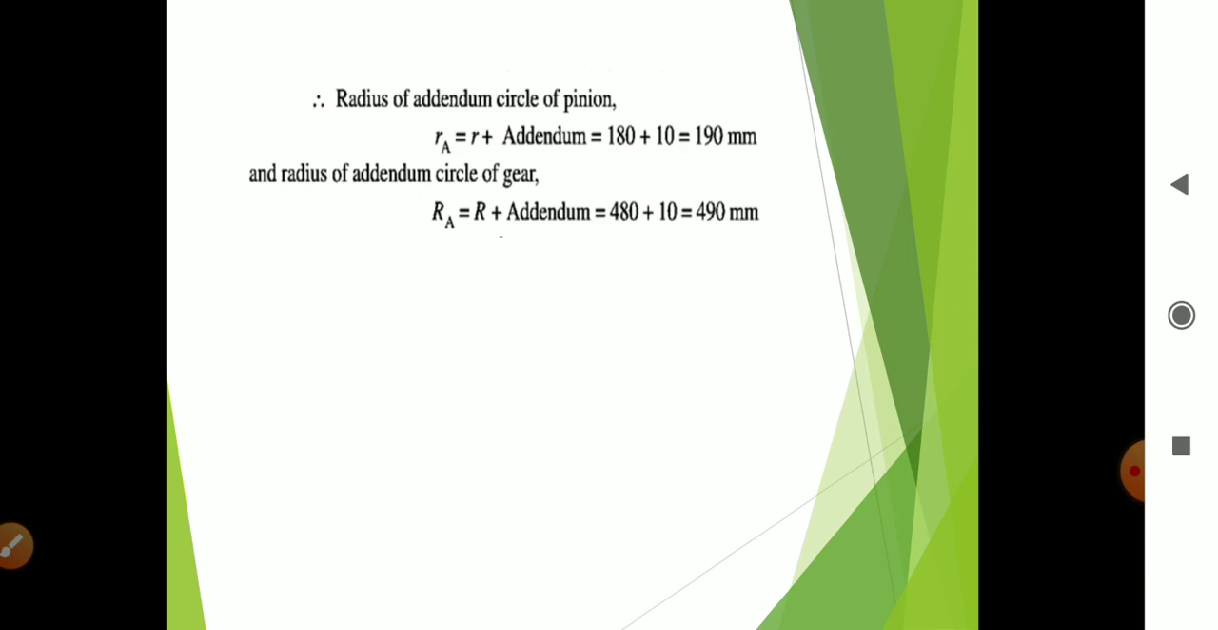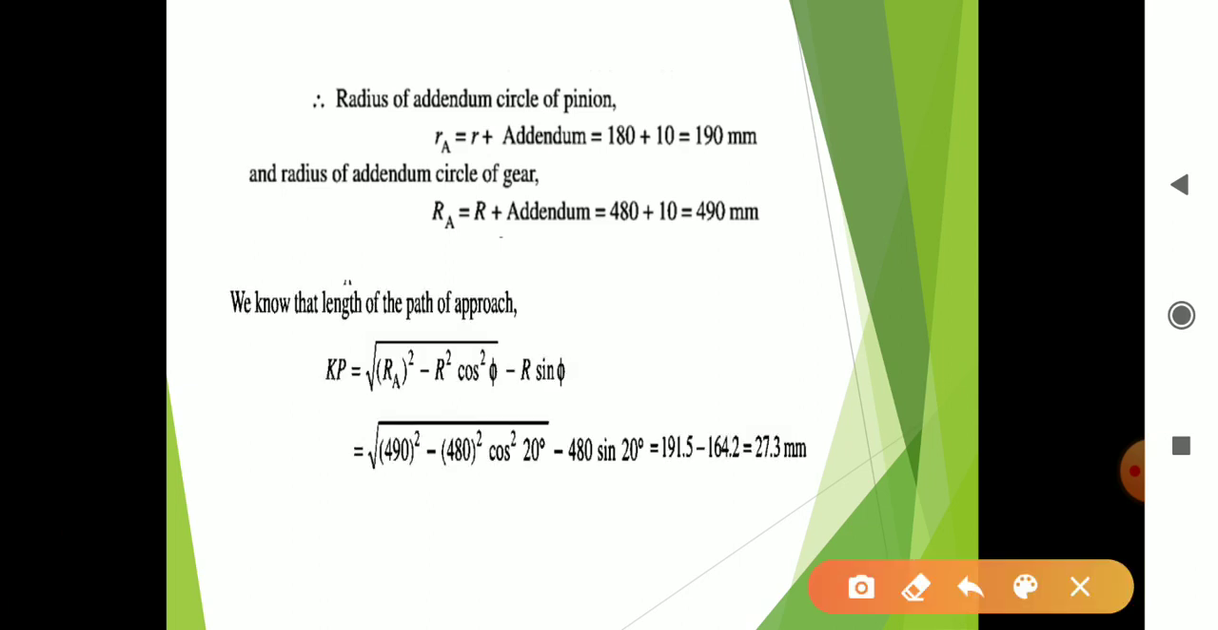Next is the radius of addendum circle of gear. This is nothing but capital RA. Capital RA is equal to capital R, the radius of pitch circle of gear, plus addendum. Capital R we already found, that is 480, plus this 10, which is equal to 490. This 490 is capital RA, the radius of addendum circle of gear.